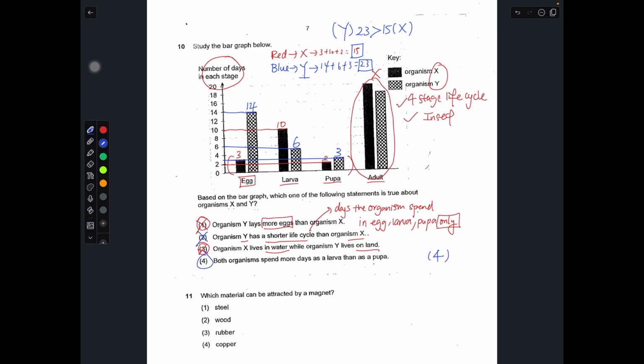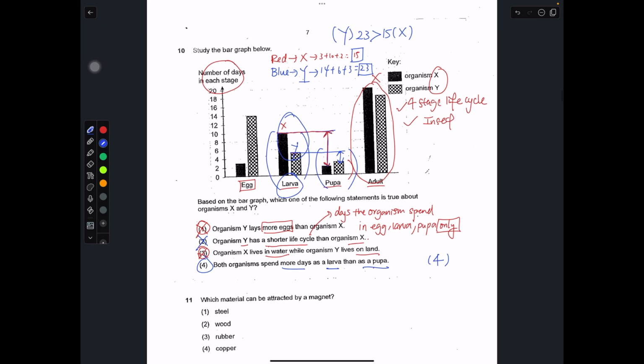Okay, so over here, let's take a look. Why is it 4? Okay, let me erase this part. So you just have to compare this and this. So spend more days as a larva than pupa. More days as larva. It is indeed more. And this is for X. Okay, we should be using red more because the bar is higher. Then for Y, I'll just use this. The bar is higher. So both organisms will spend more days in the larva than in the pupa stage. So the answer must be number 4, which is correct.